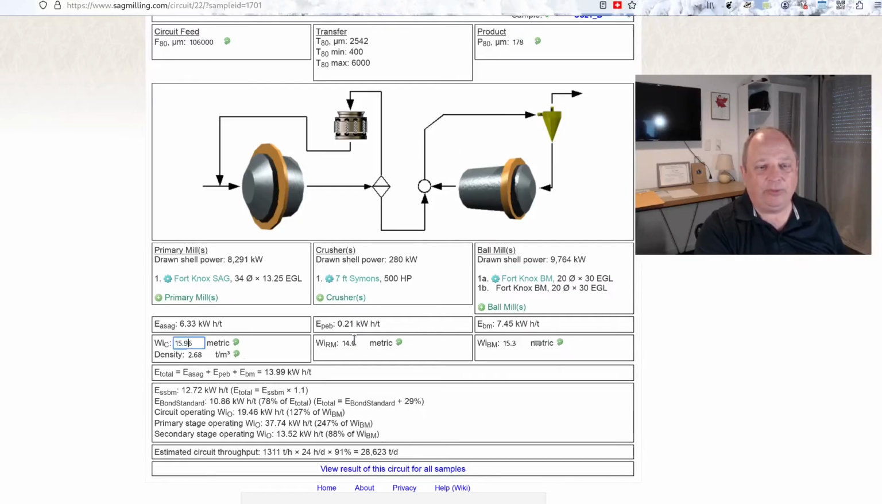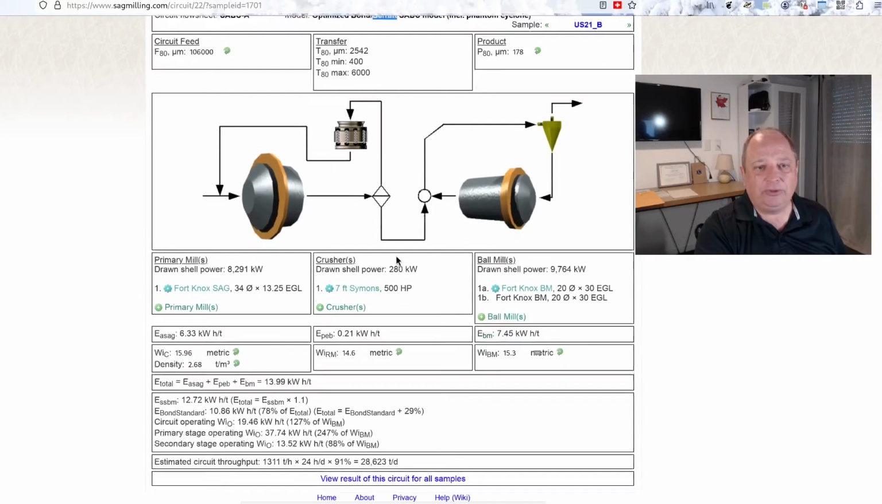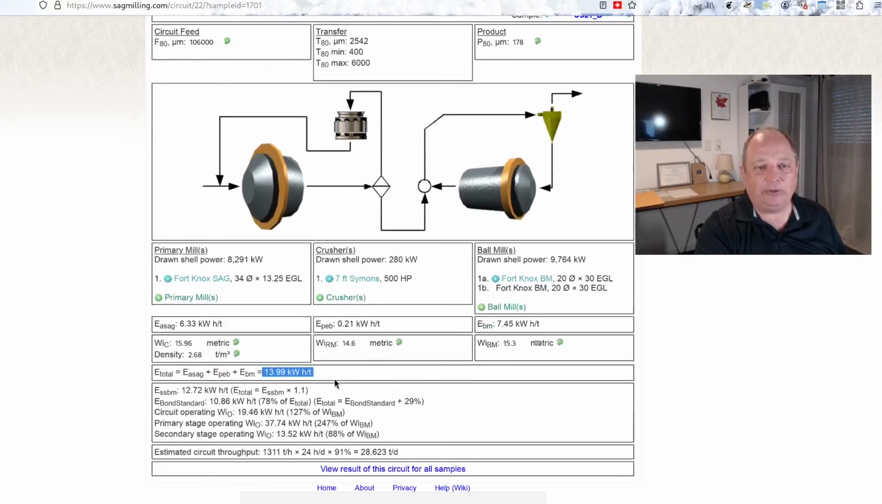We've got 3 work index numbers, one for crushing, one for rod milling, one for ball milling. And I'm using Barrett's equations to predict the total circuit specific energy consumption. So that's basically the specific energy consumption from the SAG feed to the cyclone overflow. And then we also can generate the specific energy consumption for the SAG mill, for the ball mill, and a little bit for the pebble crusher, as well as the circuit throughput.